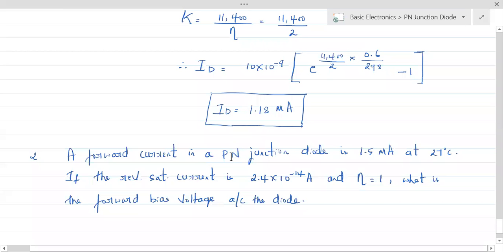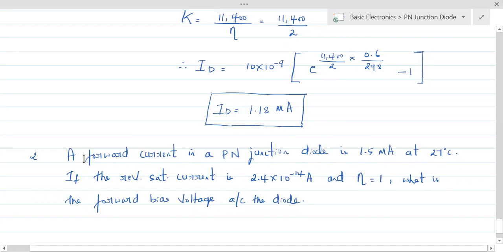See the second problem. In the second problem, the forward current is given. What is referred to as forward current? Forward current is the current that is flowing through the PN junction diode when it is forward biased. And reverse saturation current is the current that is flowing through the diode when it is reverse biased, and it is a very small current. See, it is in milliamperes and it is in 10 power minus 14. See how small the reverse saturation current is compared to the forward current.